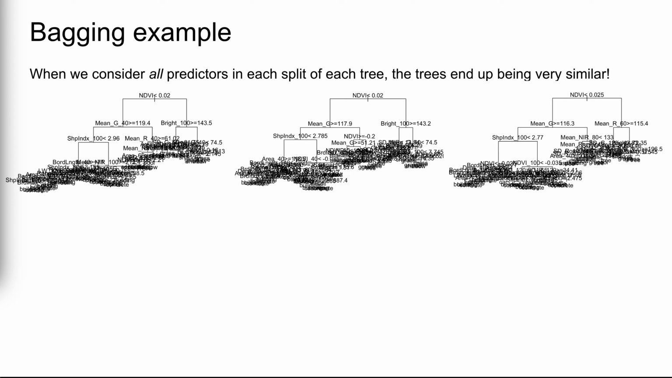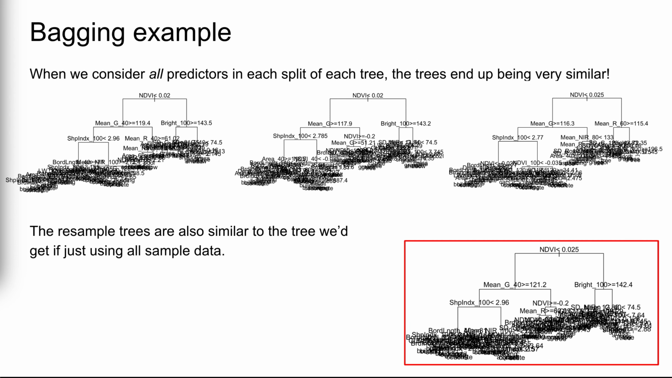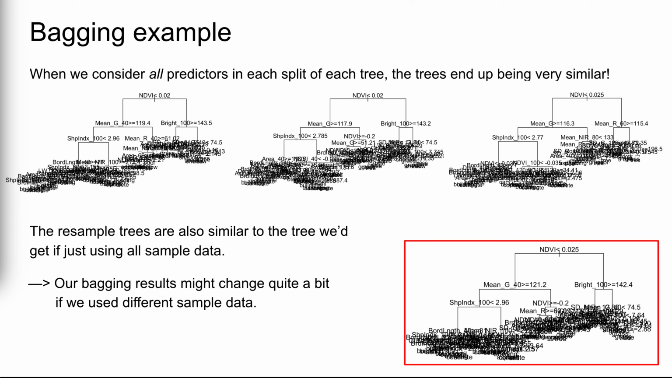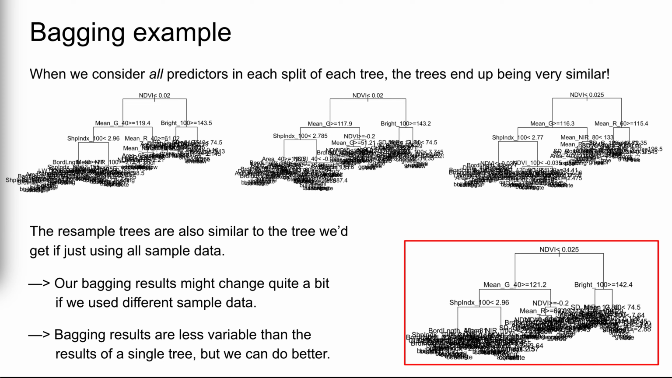What's more than the resample trees being similar to each other, they're all similar to the tree that we'd get if just using all of the sample data, shown here in the red box. Since our bagging trees are so dependent upon this sample data, our bagging results might change quite a bit if we changed up the sample data. That is, if we used a different set of sample data. As such, though our bagging results tend to be less variable, hence more stable than the results of a single tree, we can do better.